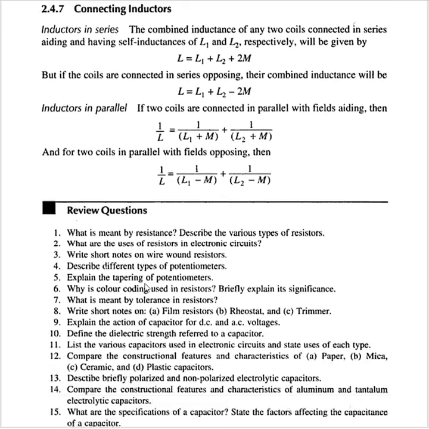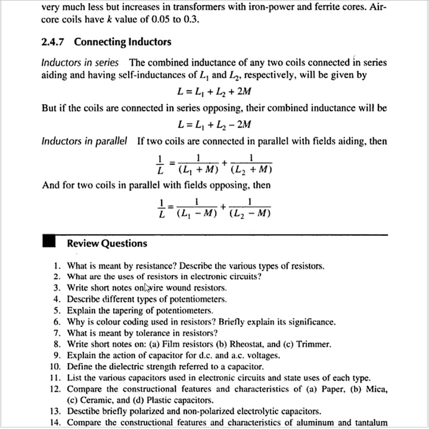Inductors in series. The combined inductance of any two coils connected in series aiding, having self-inductances of L1 and L2 respectively, will be given by L is equal to L1 plus L2 plus 2M. But if the coils are connected in series opposing, their combined inductance will be L is equal to L1 plus L2 minus 2M.